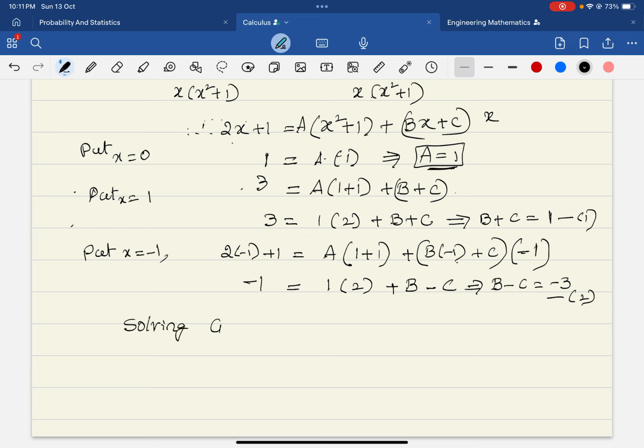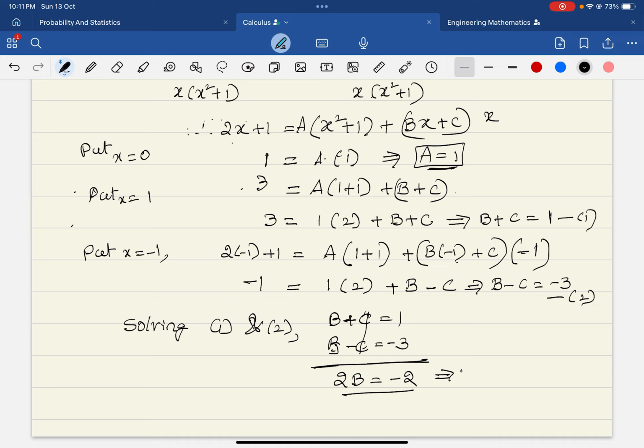Solving equations 1 and 2, what do we get? We add equations 1 and 2. That is, B plus C is 1 and B minus C is minus 3. When you add them up, C minus C gets cancelled. So 2B gives you 1 minus 3, which is minus 2. So the value of B is minus 2 by 2, which is equal to minus 1.